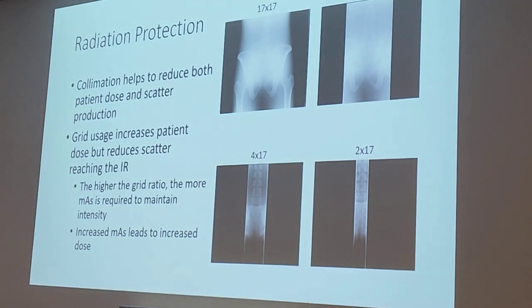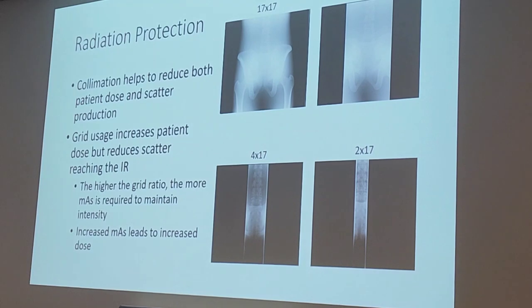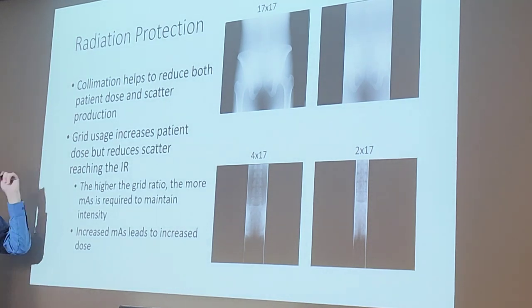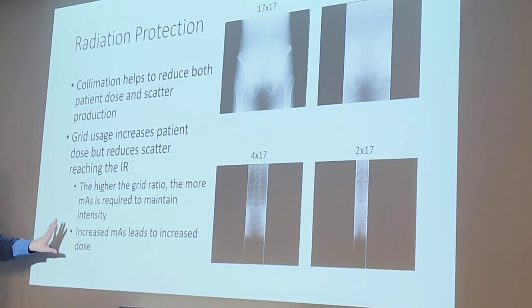Grid usage also helps to reduce scatter. But like we said earlier, if you use a grid, you end up raising your mAs. If you raise your mAs, you end up raising patient dose. And the higher the grid ratio, the more mAs you need, so the more patient dose you will get. So as far as grids go, we want to use the lowest grid ratio that removes adequate scatter. If you have to make a choice between an acceptable image with some scatter and a super optimal image with minimal scatter, go with the acceptable image rather than the optimal, because that way you get less patient dose. Use a weaker grid rather than a stronger grid when possible. So just be careful with grids, because they do cause you to increase mAs, and they do cause you to increase patient dose.